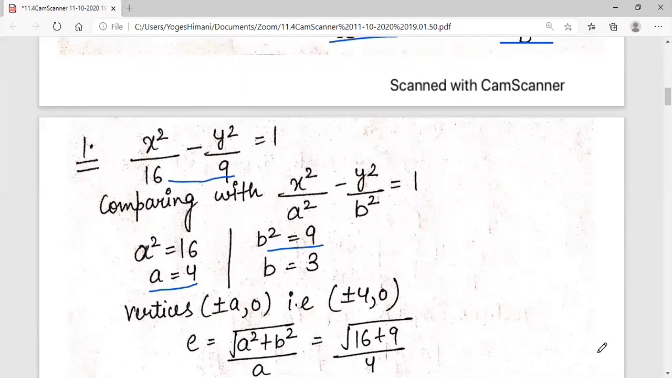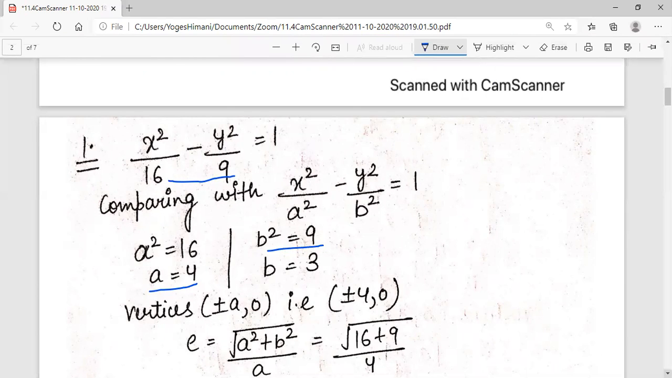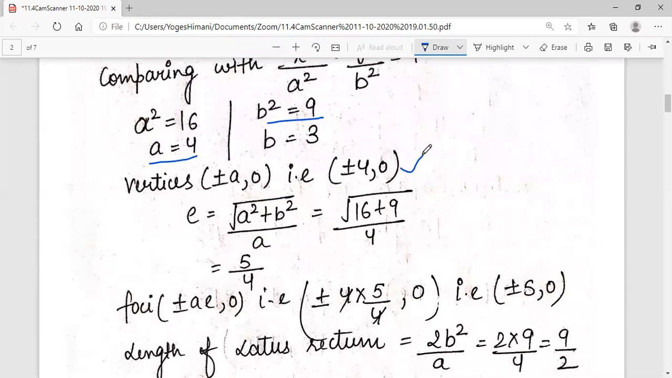Then what are the vertices? Plus minus a comma 0. And what is the a value? Plus minus 4 comma 0. Now the eccentricity formula, just now we have done in the table, under root a square plus b square by a. Under root 16 plus 9 by 4, 5 by 4. Why have we solved e?